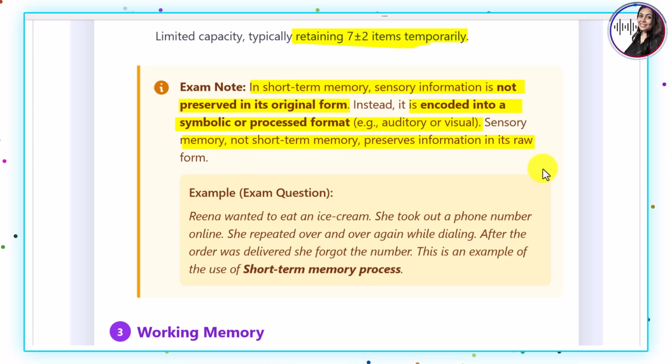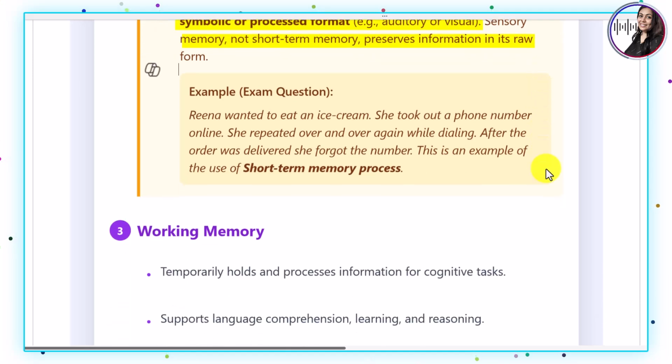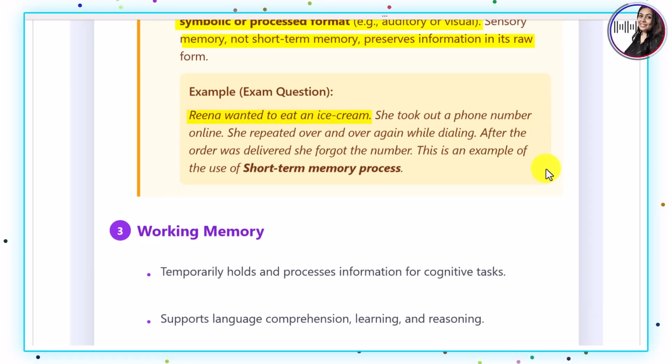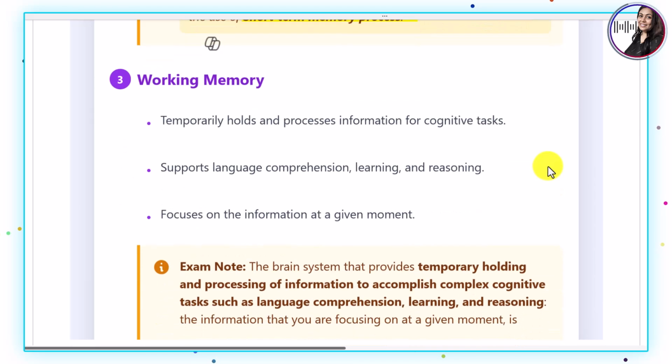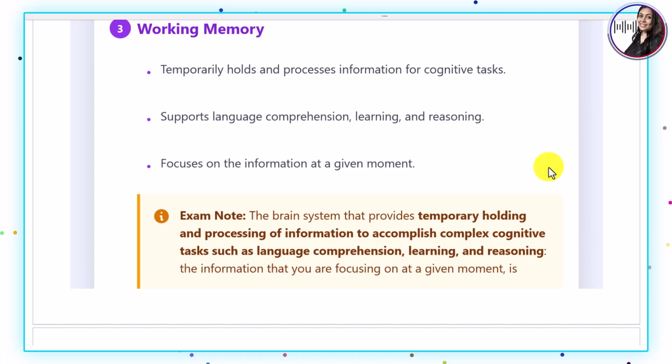To understand this better, consider the example often used in exams. Reena wanted to eat an ice cream, so she looked up a phone number online and kept repeating it while dialing. Once the order was delivered, she forgot the number. This situation clearly demonstrates the functioning of short-term memory, and this example has been asked in exams, so keep it in mind.